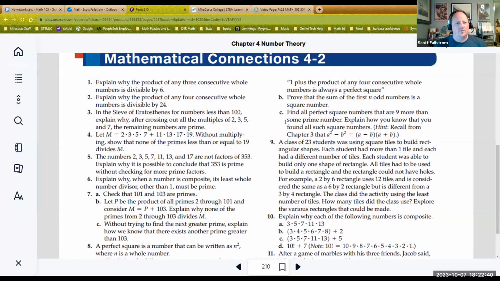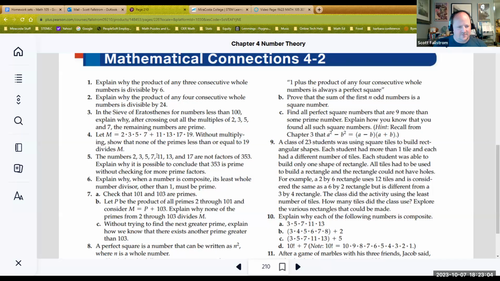Here's the thing, right? We're going to do the Sieve of Eratosthenes in class. I wouldn't worry too much about that one if you're trying to work ahead. But link up to what we did in class. We're going to be doing kind of a coloring activity. And then 4, without multiplying, show that none of the primes less than or equal to 19 divides this. Okay, that's using our theorems from 4-1. So again, you don't need us here for that.